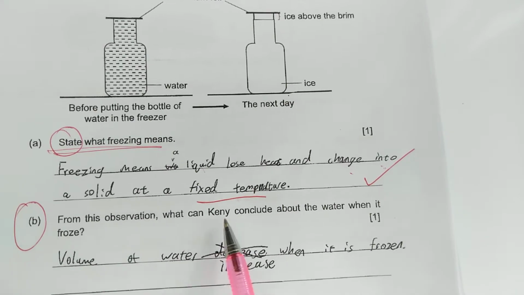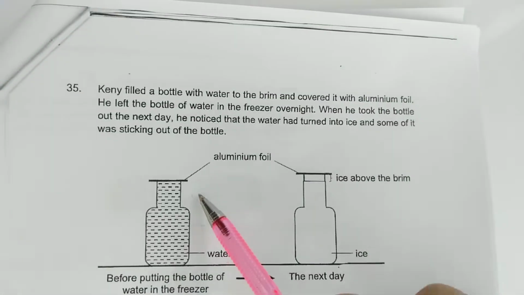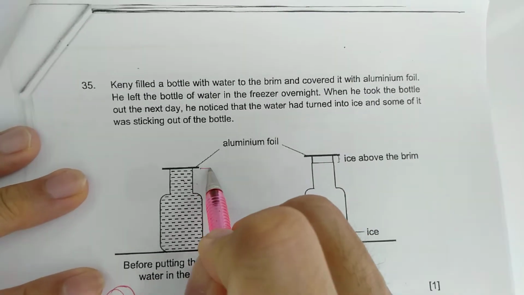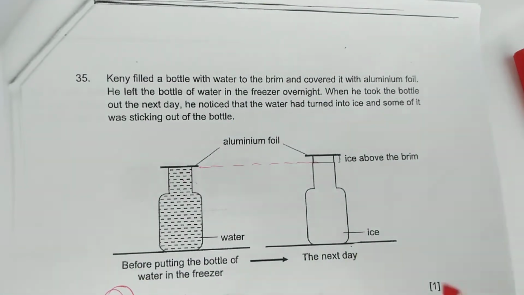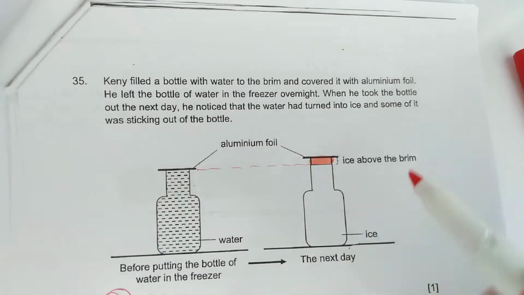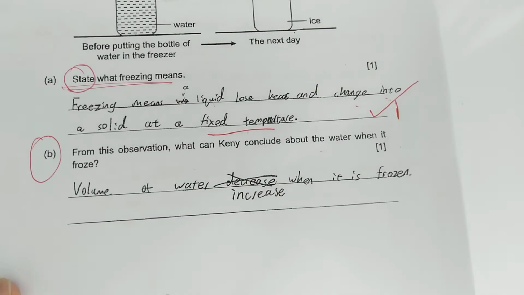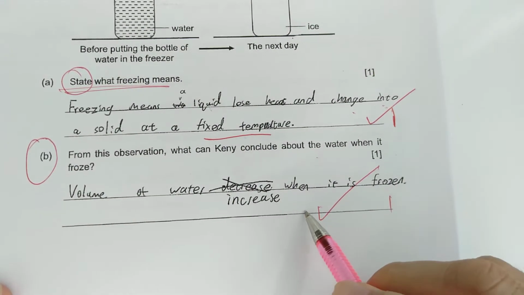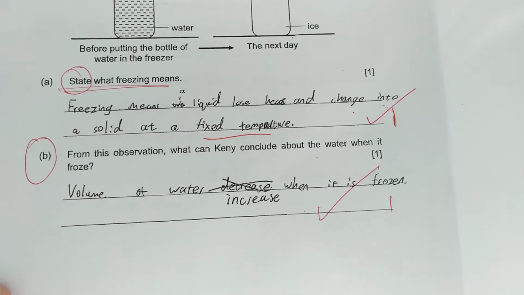From this observation, what can Kenny conclude about water when it freezes? Notice that this is to the brim. There's no gaps here. So I'm going to draw a line across. Notice somehow there is some expansion. So this part, it went up. Somehow water can expand when it turns into ice. So the volume of water increases when it is frozen. This is true. Now this is not in syllabus, but this is something you don't need to explain scientifically.